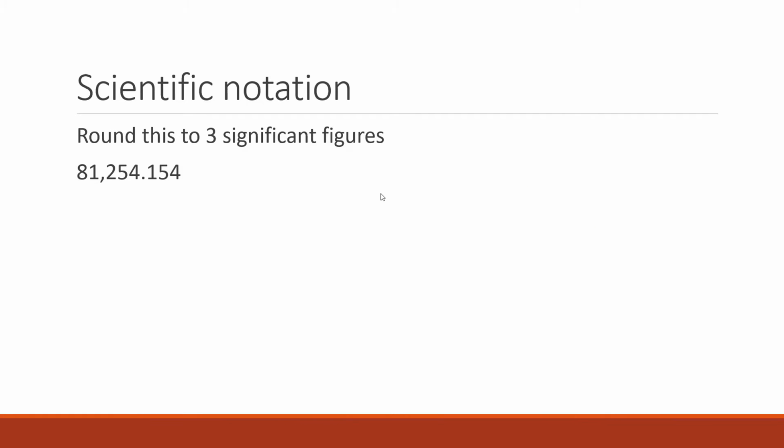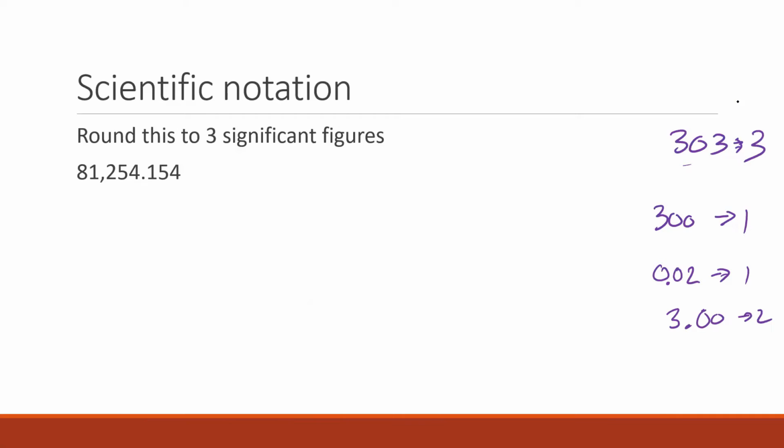let's round this to three significant figures. First things first, significant figures and scientific notation are some of the main areas where students get in trouble. The first thing I'm going to show you is to remember your rules for significant figures. If it's a trapped zero, then that counts. If it's a trailing zero, then that doesn't count. And if it's a leading zero, it doesn't count at all. By the way, trailing zeros do count if you have a decimal point. So that's three rules.